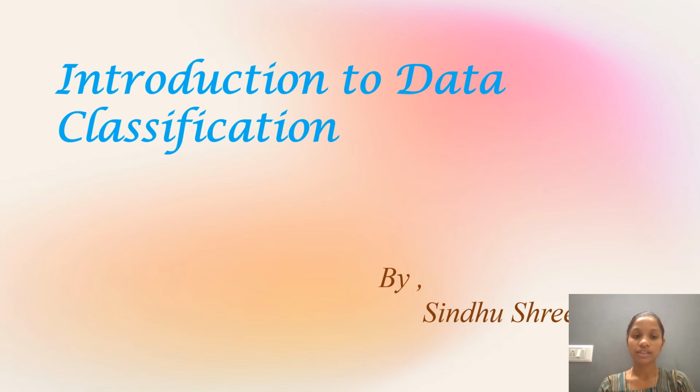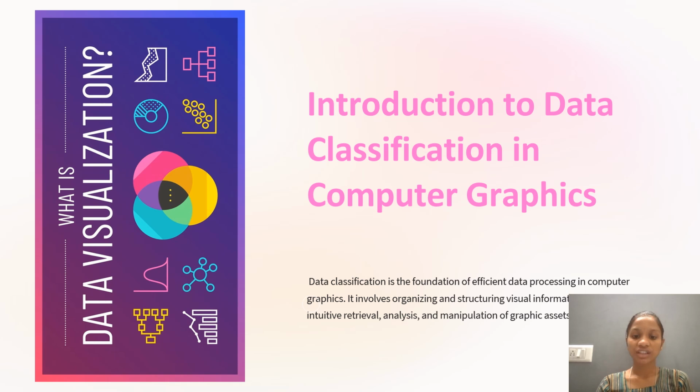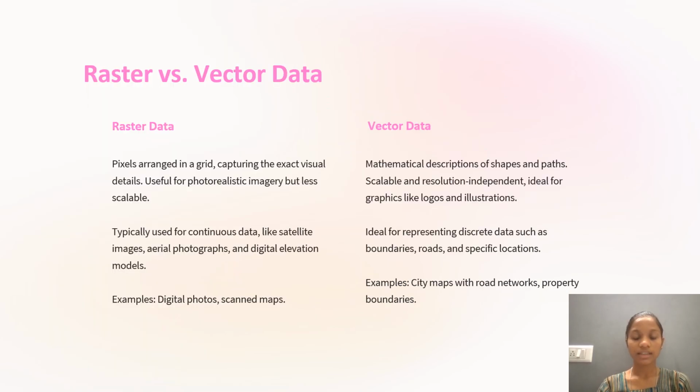So today we're going to discuss the data classification used in computer graphics. Data classification is the foundation of efficient data processing in computer graphics. It involves organizing and structuring visual information for intuitive retrieval, analysis and manipulation of graphic assets. Next, the two different types of data are raster data and vector data.